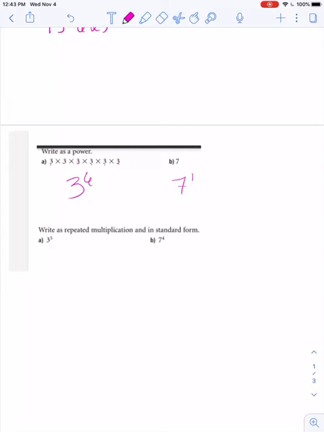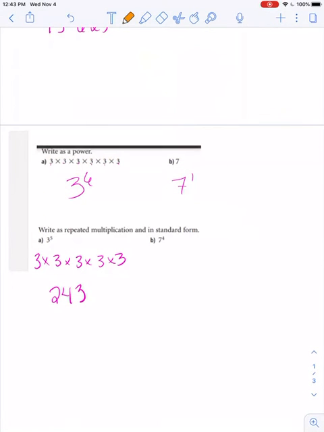Next example, write as a repeated multiplication and in standard form. So 3 to the power of 5, my base is 3, and I would have to write it 5 times. And it is a repeated multiplication. And in my calculator, I would write 3 to the power of 5, and in standard form the answer would be 243.